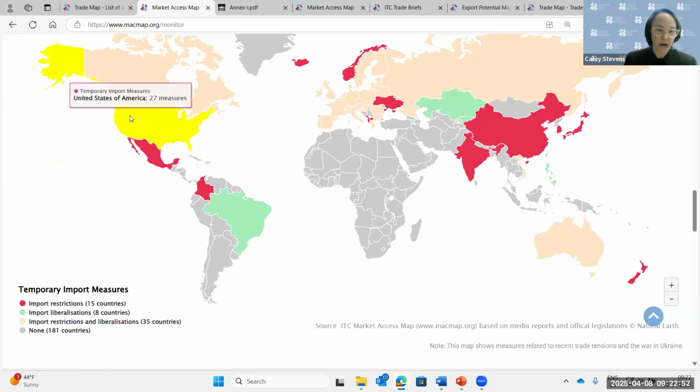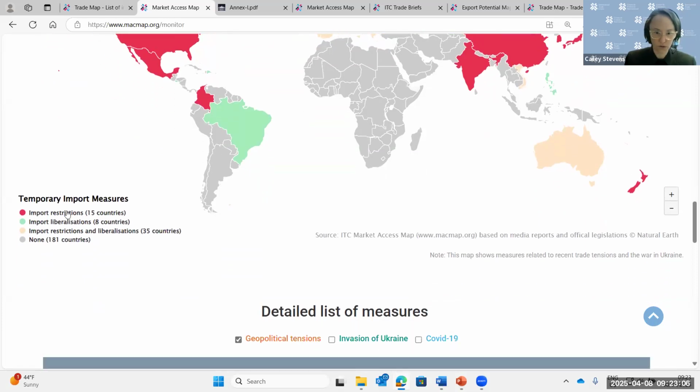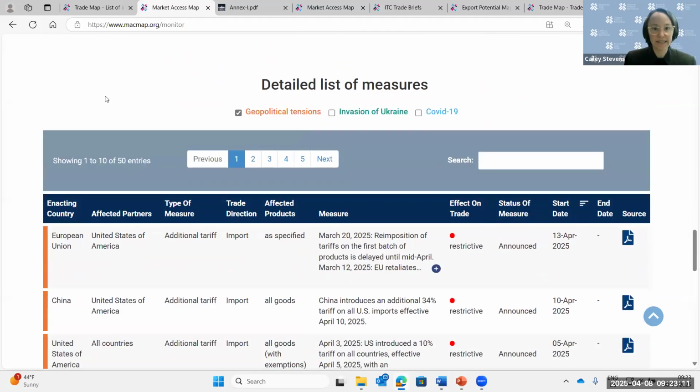And if we hover over the US, we can see that the US has implemented 27 temporary import measures that are restrictive. Now we're going to continue to scroll down. And here we are looking at a detailed list of measures. We are looking at measures related to recent geopolitical tensions, but you could also look at measures related to the Russian invasion of Ukraine or measures related to COVID-19.